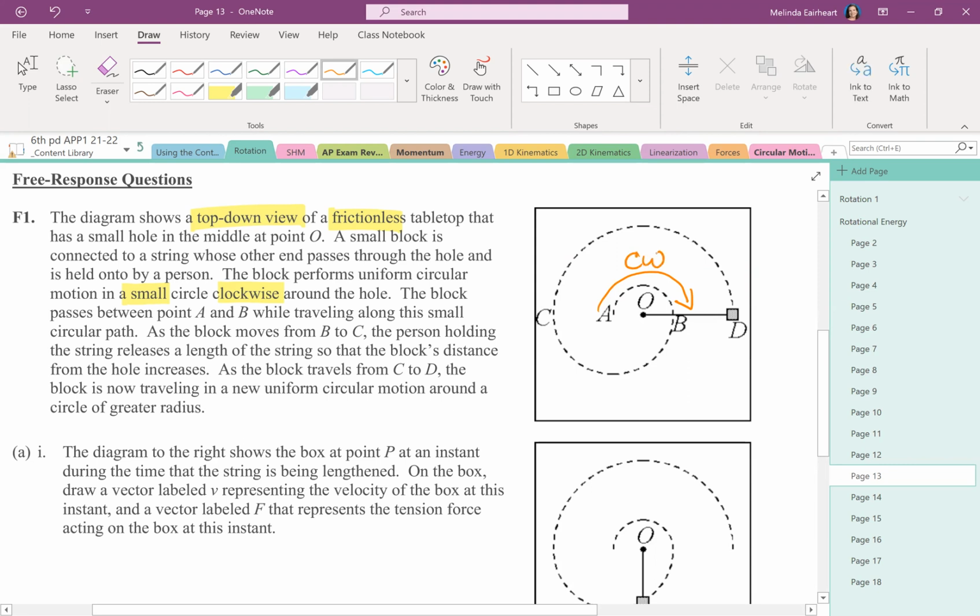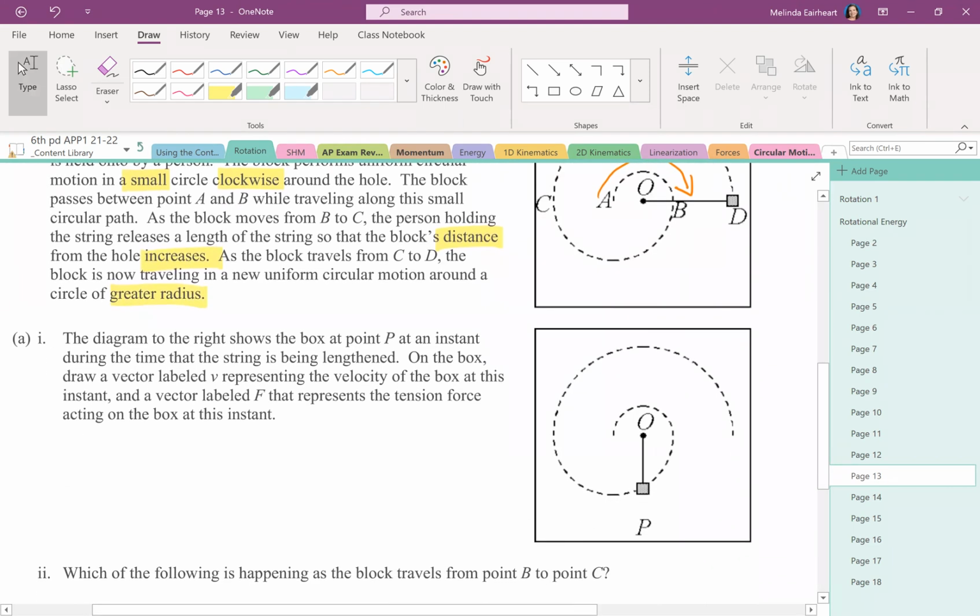Okay. And then it says, as the block moves from B to C, the person who's underneath the table, who's holding the string, releases the string so that the block's distance from the hole, which is also the center of rotation, is going to increase. So the radius of the circle it makes is increasing at this time. And then it's going to travel from C to D and have a new uniform motion at a greater radius. Everyone good?